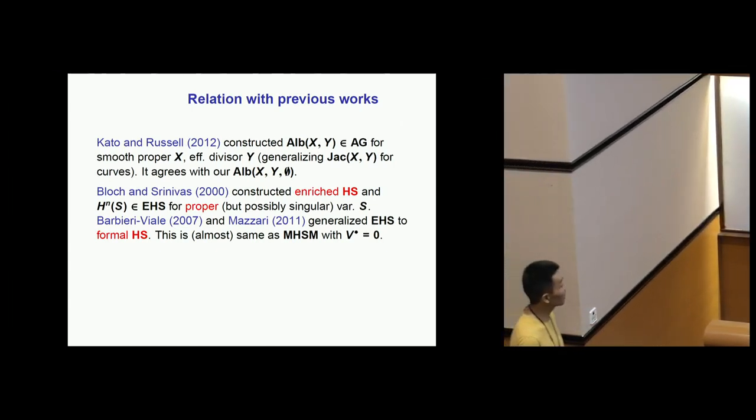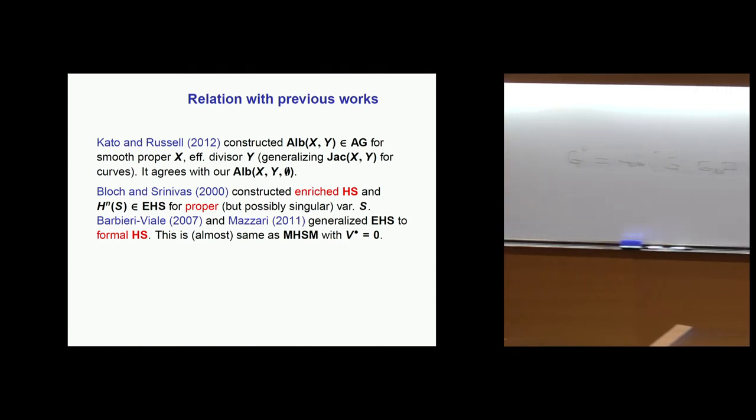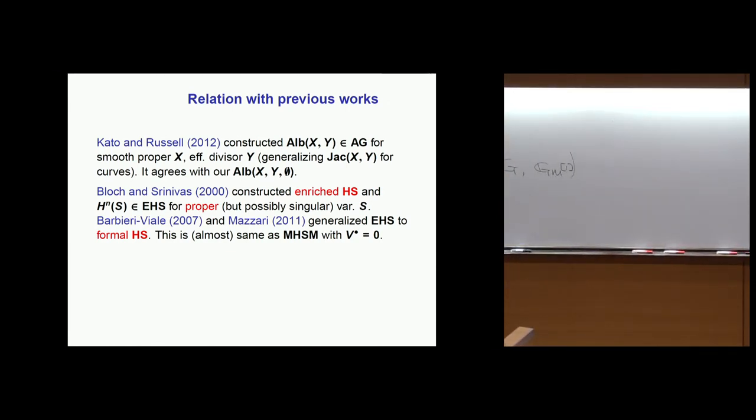I close my talk with this slide, explaining my relation with the previous works. The first thing is work by Kato and Russell. They constructed Albanese variety. This is a commutative algebraic group, not a Deligne one motive. It's just an algebraic group attached to a smooth proper variety X equipped with an effective divisor. And if X is a curve, this reduces to the generalized Jacobian variety, which we start with. And so this is a higher dimensional version of Jacobian variety.